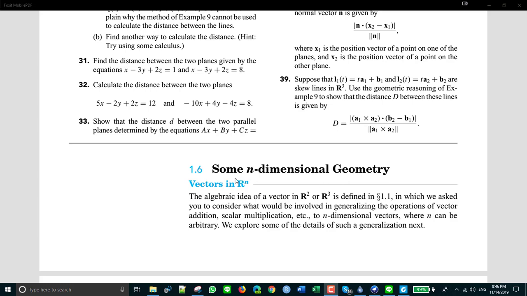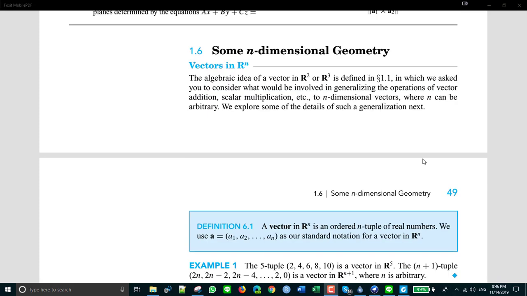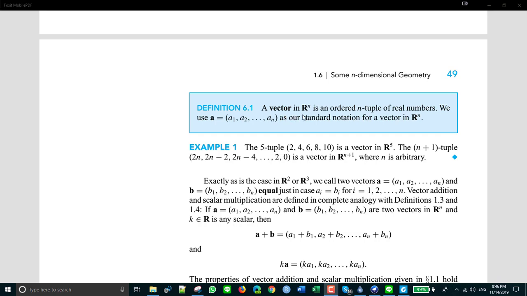Okay, let's take a look at section 1.6. So we're going to talk about n-dimensional geometry. We're familiar with R2 and R3, but we're going to talk about Rn. A vector in Rn is just an ordered n-tuple of real numbers. So instead of just A1, A2, A3, we have A1 through An. That's what we mean by a vector in Rn.